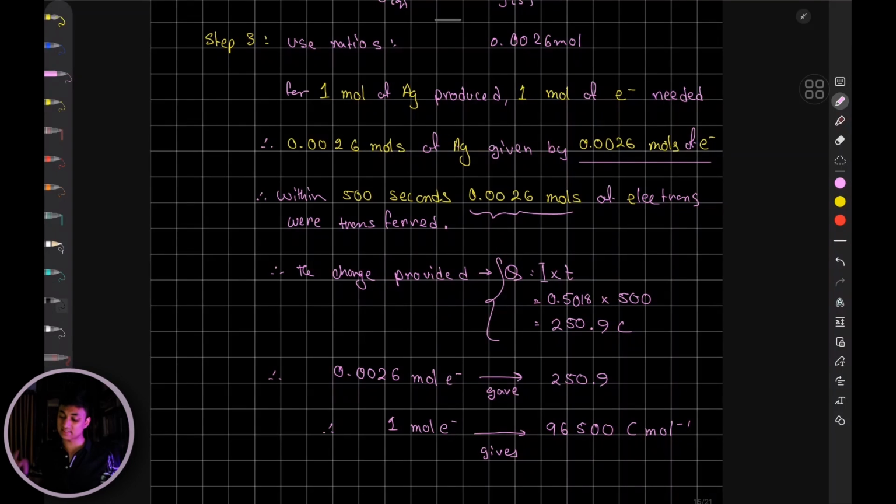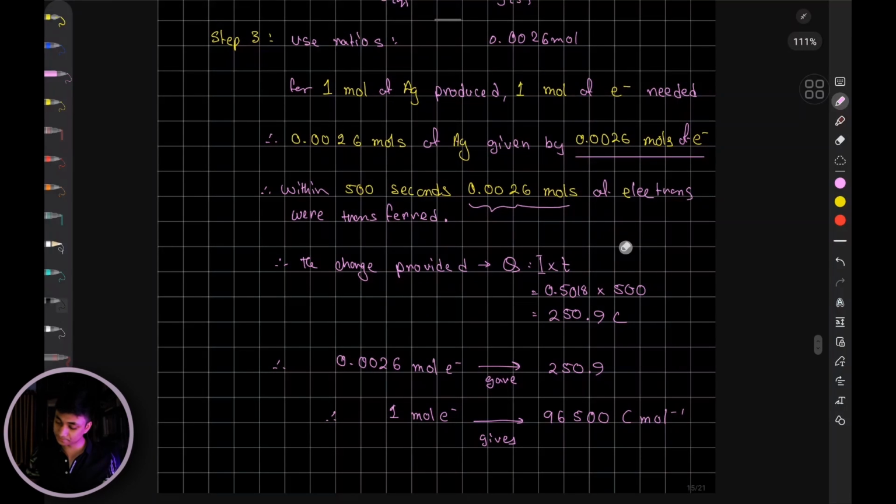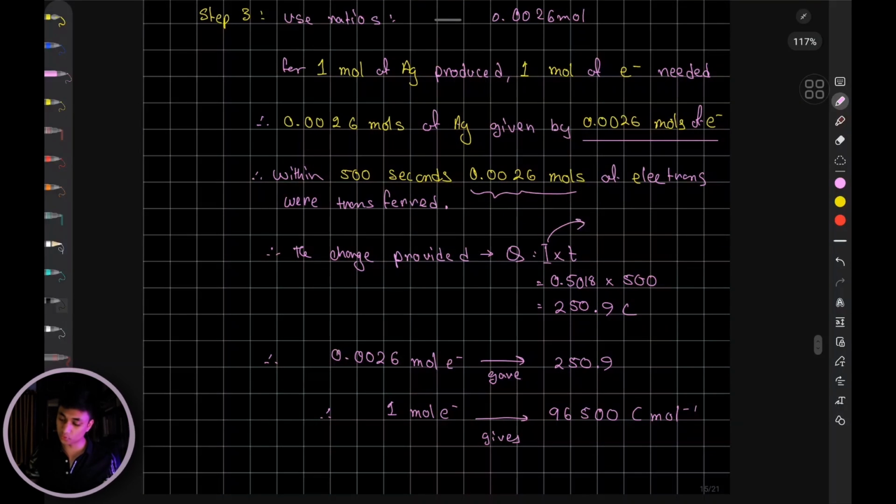So first, let's find out the amount of charge that was transferred, right? How do you find that out? You know I equals Q by T. Therefore, the total amount of charge will be given by current times how long the electricity was there, right? Fair enough. So you know the current, which was given to you in the question, which was 0.5018 amps of current. For how long did you carry out the electrolysis? 500 seconds. So how much of a charge did you provide?